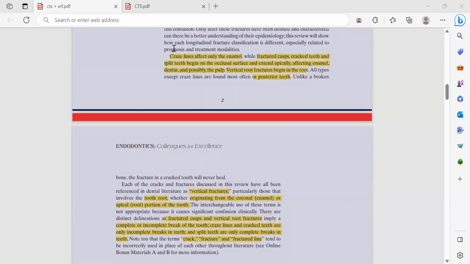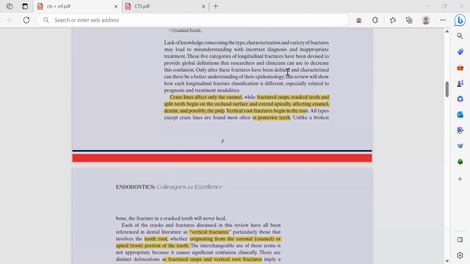So we will start from the first one, the craze line. A craze line only affects the enamel, while the fractured cusp, cracked teeth, and split teeth begin on the occlusal surface and extend apically, affecting enamel, dentine, and possibly the pulp. Vertical root fracture begins in the root.